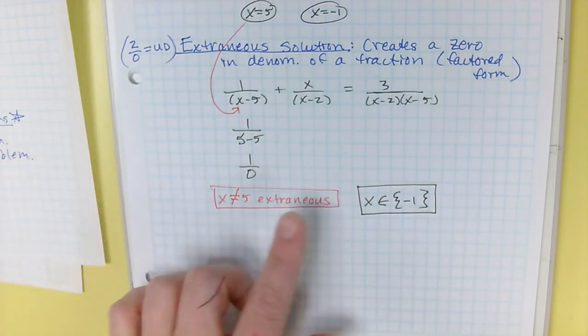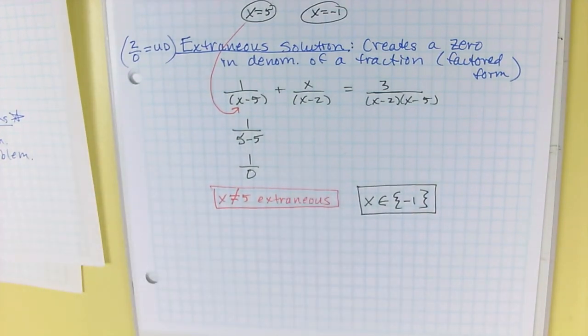Can someone look at that equation and tell me what other value of x would have been extraneous? 2. Yeah, if x was 2, 2 minus 2 is 0. So you can kind of look ahead sometimes and go, oh, look, x can't be 5, x can't be 2. Just to make sure that you're aware of it, and then finish the problem and see, did I get a 5 or a 2? If I did, they're extraneous.